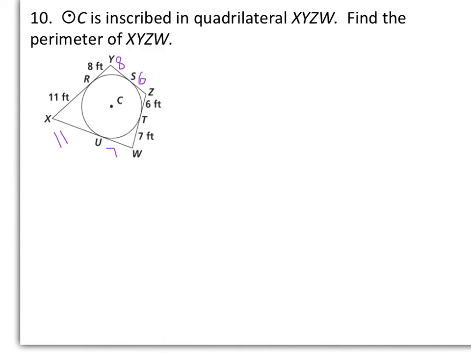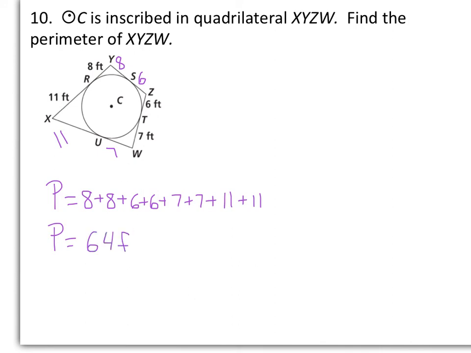Now to find the perimeter, we're just going to add all the sides up. So we have 2 8s plus 2 6s plus 2 7s plus 2 11s. So adding all those up, we find our perimeter is 64 feet.